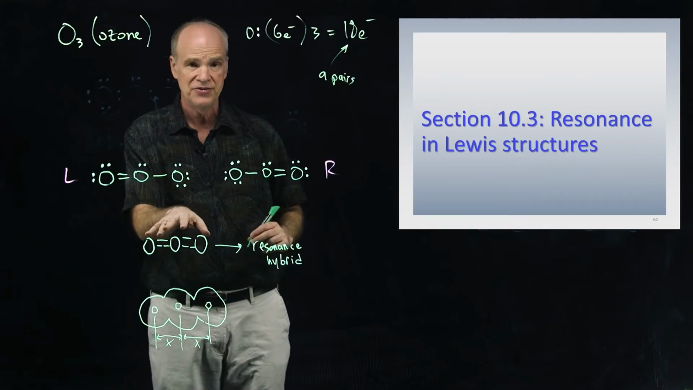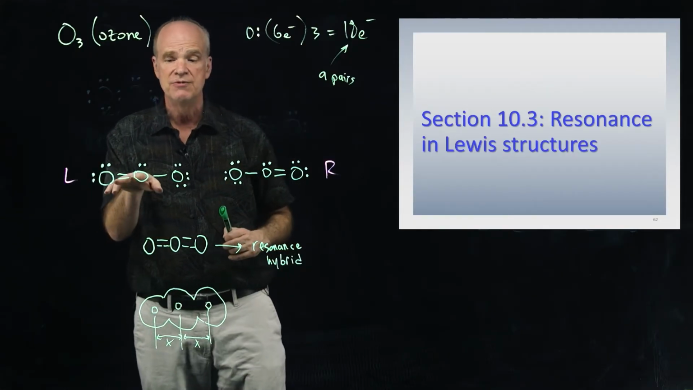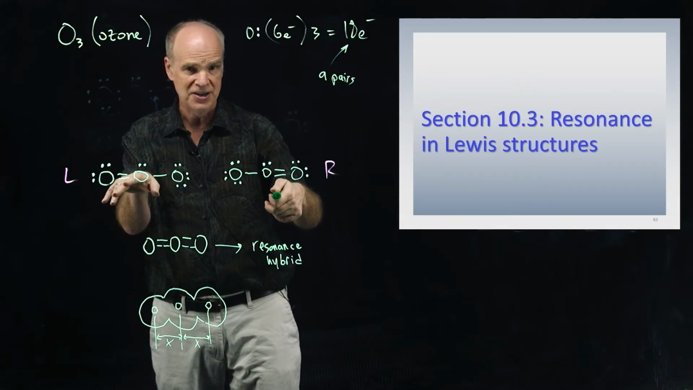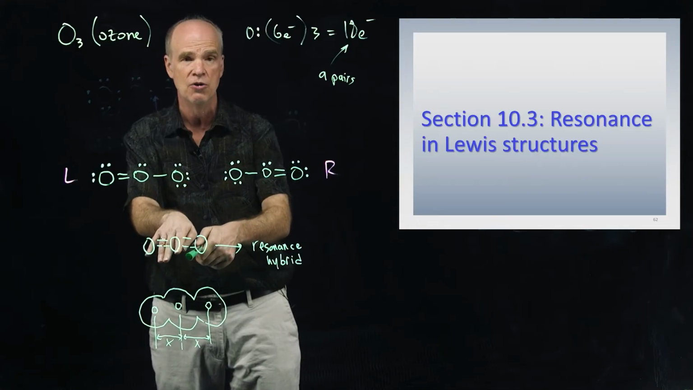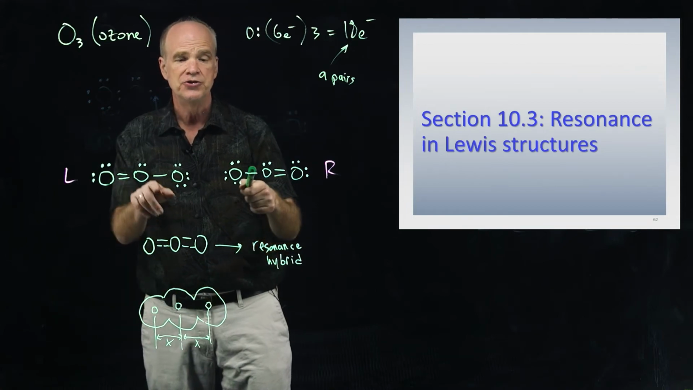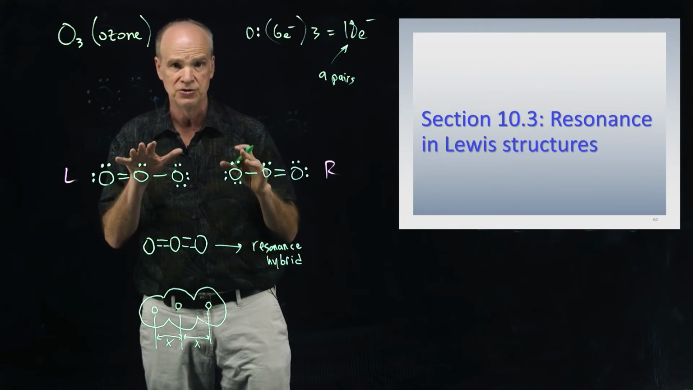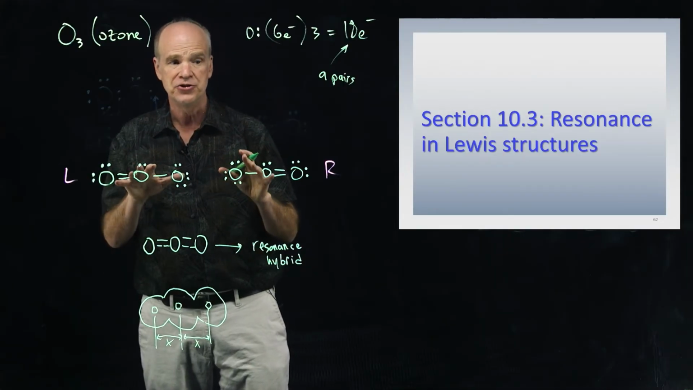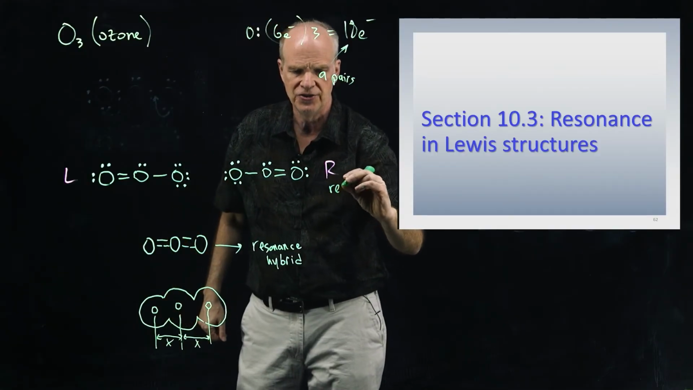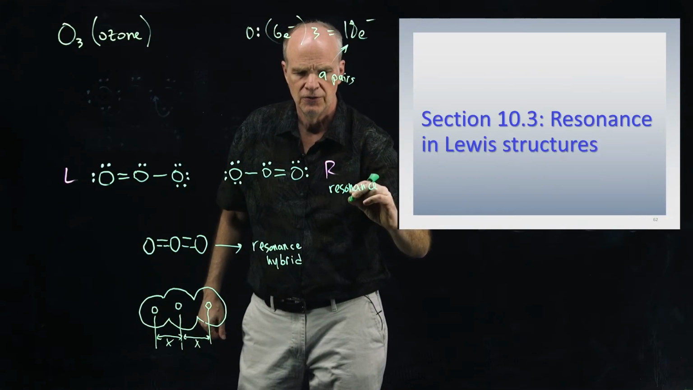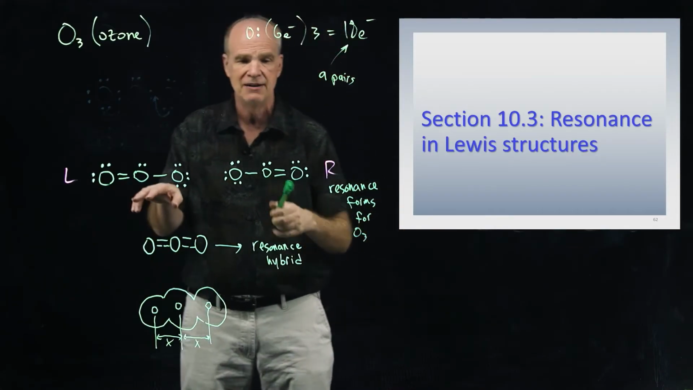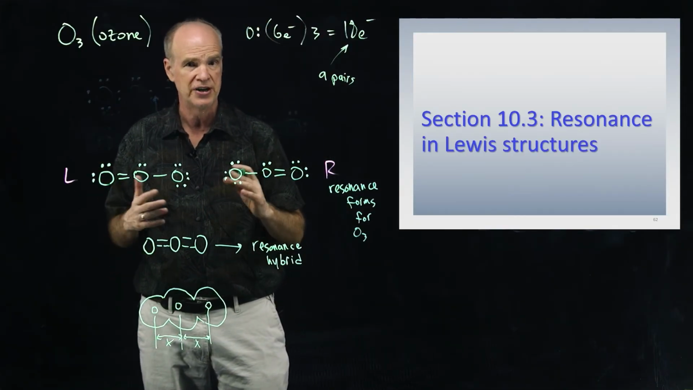Now, how did we get this resonance hybrid structure? What we did is we merged two correct left and right Lewis structures that were inaccurate, and we merged them in our mind to produce a more accurate resonance hybrid, which is closer to the true structure of ozone. The two structures that you merge together, the correct Lewis structures, which are not really accurate, are called resonance forms. So I'll write here resonance forms for ozone, O3. We have two of them here. And again, these are two correct Lewis structures that are not exactly accurate.